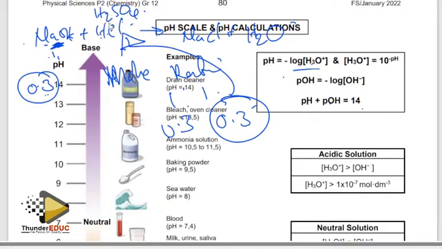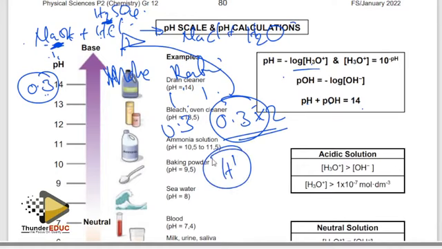Then you have to look at the number of hydrogens which are being released. If this sulfuric acid is 0.3, then automatically when it ionizes, it's going to give me 2 of them. So I have to multiply it by 2 so that I know the actual number of ions for sulfuric acid or for hydrogen ions, because sulfuric acid is a diprotic acid which produces 2 of them.